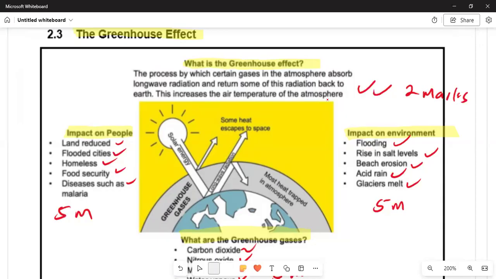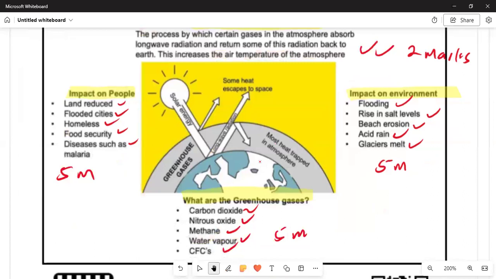So we are going to say this is the process by which certain gases trap radiation and return some of the radiation back to the earth. This increases the air temperature of the atmosphere. You can see this in the diagram: the solar radiation, which is the sun, will heat the earth, and some of the heat is going to escape into space. Heat will be trapped in the atmosphere and the greenhouse effect will take place.